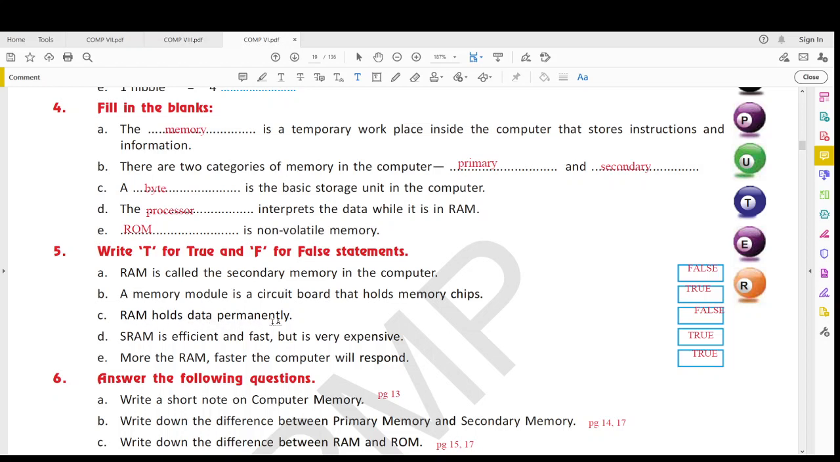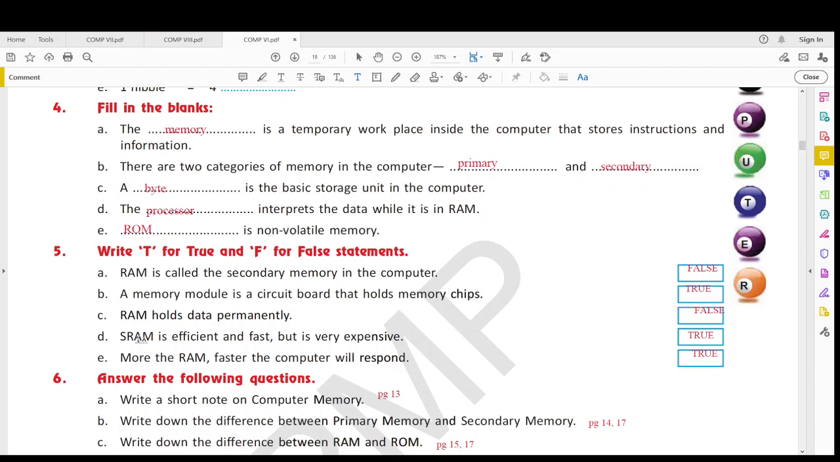RAM holds data permanently. It is false. RAM holds data temporarily because RAM is a volatile memory. So RAM holds data temporarily. So it is false. SRAM is efficient and fast but very expensive. Static RAM is efficient and fast but it is very expensive.